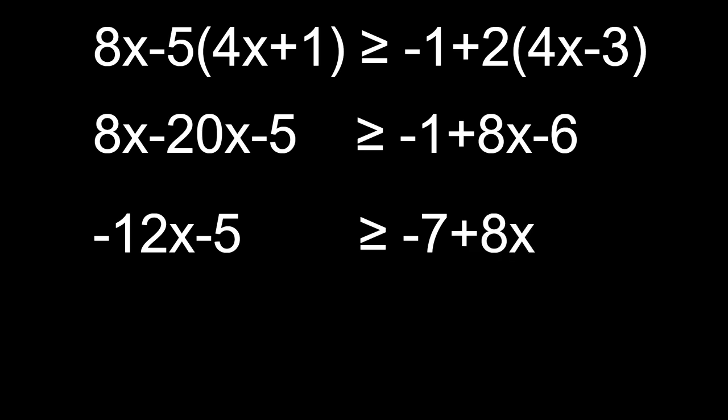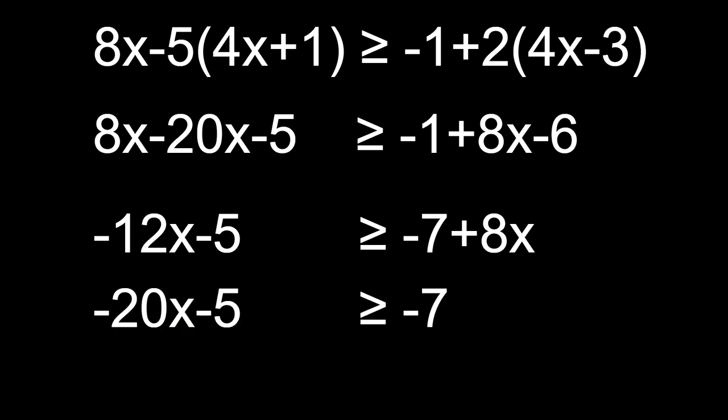What you want to do is isolate the x. So let's try isolating the x on the left side. So to get rid of the x on the right side, we would subtract 8x from both sides. We're left with negative 20x minus 5 is greater than or equal to negative 7. So let's keep trying to isolate that x. So we add 5 to both sides, and we get negative 20x is greater than or equal to negative 2.